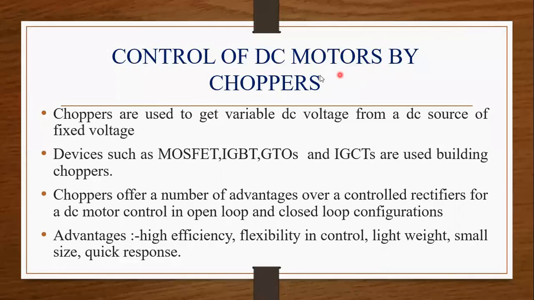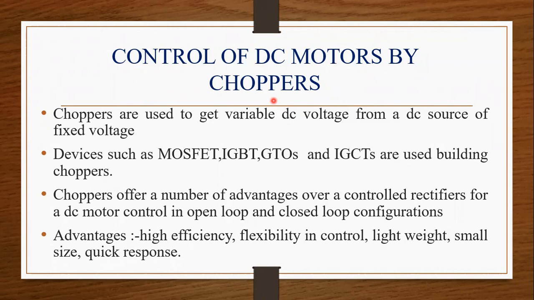Control of DC motors by choppers. Okay, so before going to the actual subject, we will discuss some introduction about choppers. Choppers are used to get variable DC voltage from a DC voltage source of fixed voltage. So these are the choppers.